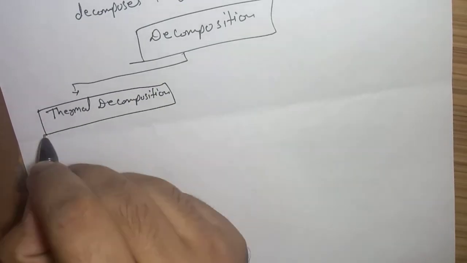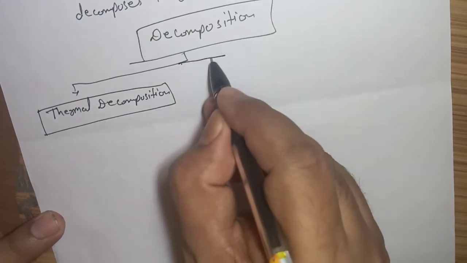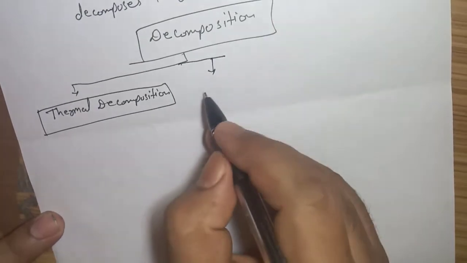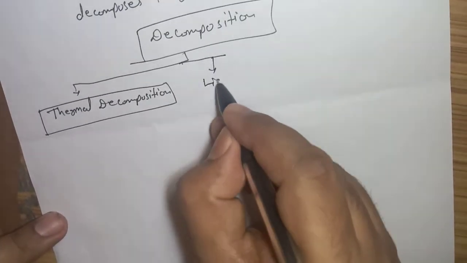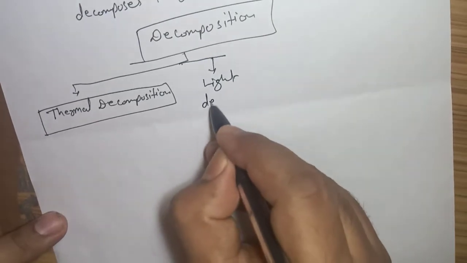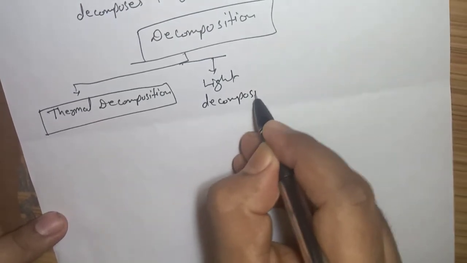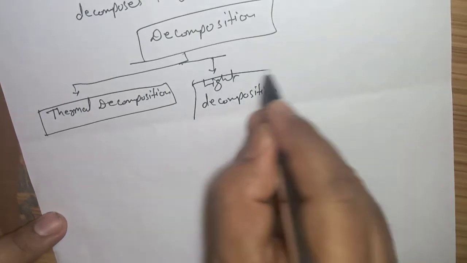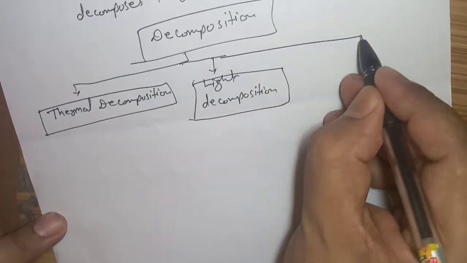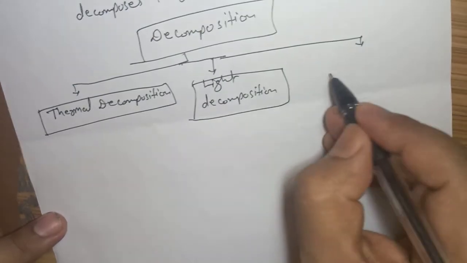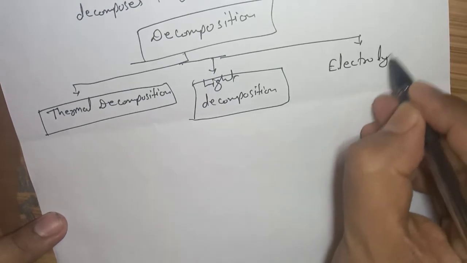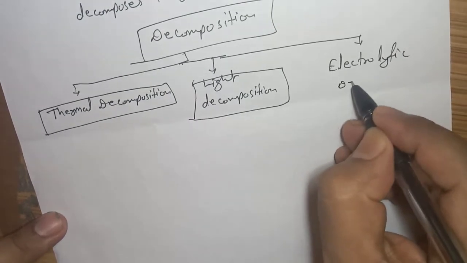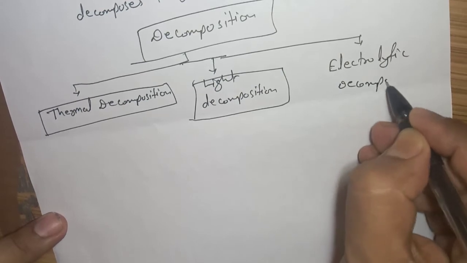Another we can categorize as light decomposition. The next one we can categorize as electrolytic decomposition.